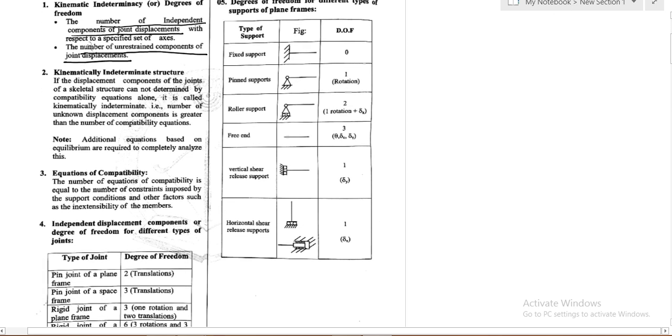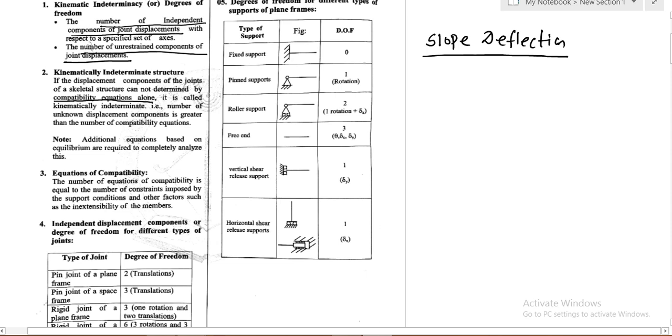If you want to define a kinematically indeterminate structure, you can say that the displacement components of the joints of a skeletal structure, meaning very thin, where we can neglect the thickness, cannot be determined by compatibility equations. Later I will talk about the slope deflection equation, and in that I will talk about which compatibility equations are available to find out the number of degrees of freedom in a particular structure.